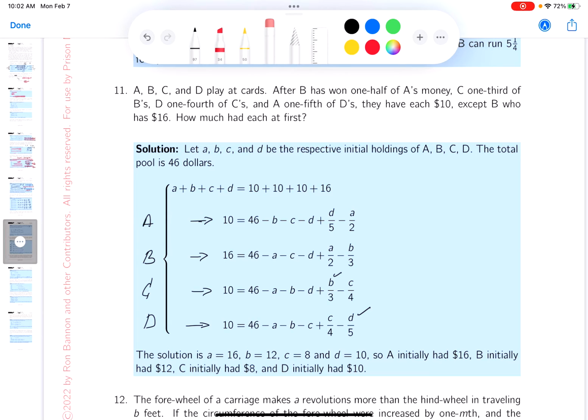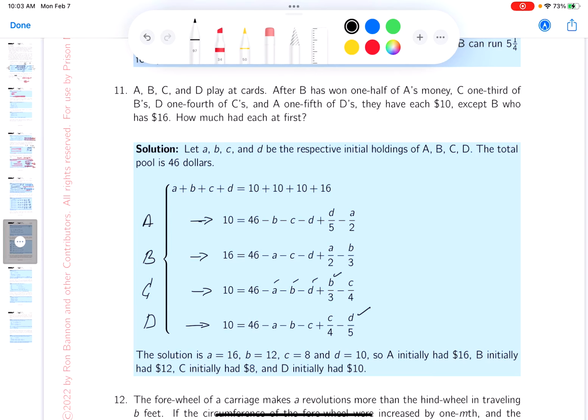Remember, there's $46 in the pool at the initial holdings. Take away A's initial holding, B's initial holding, and D's. And remember, just reading it over, C has 1/3 of B's money. I have that accounted for. Let me look around a little more for something else they said. Let's take a look at this over here. B has 1/2 of A's money. Already did that. C 1/3 of B's. I have that written down. And A 1/4 of D's. I have that. Let me see. Oh, I'm sorry, 1/5 of D. And except for B, let me just take a look at this.